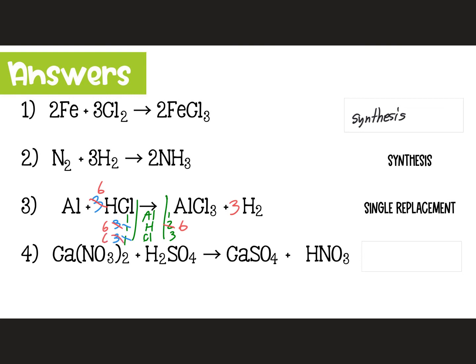That changes the number of chlorines to 6, and now we need to balance the chlorines. So we need to have 6 on the right. We need to double the AlCl3s. This changes the aluminums to 2, and so to balance that, we put 2 aluminums on the left.